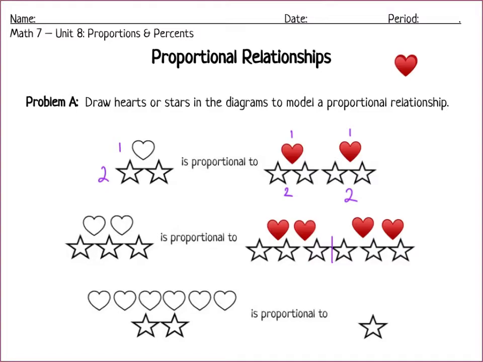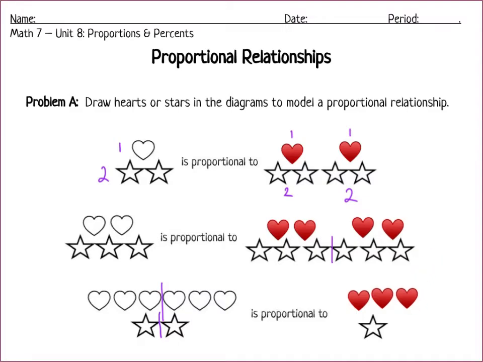At the bottom there, I've got 6 hearts to 2 stars, and I need to make that the same. Since I'm cutting it in half, and I'm only going to have 1 star on the right-hand side, I need to have half the number of hearts. So half the number of hearts of 6 is going to be 3. So in order to have 1 star, I have to have 3 hearts for every 1 star.